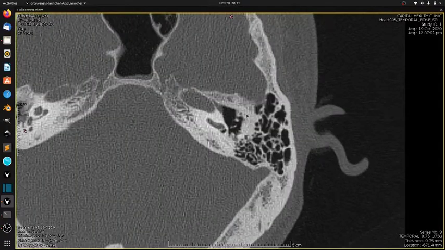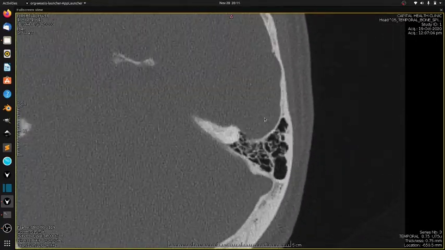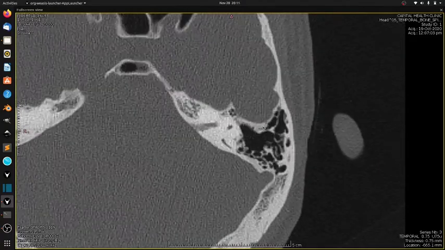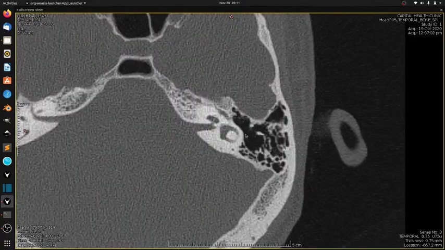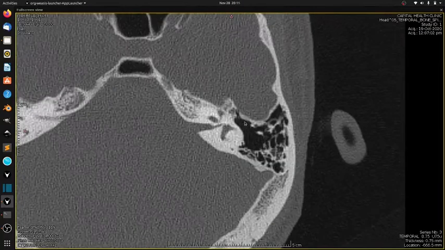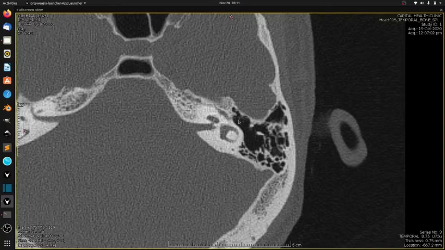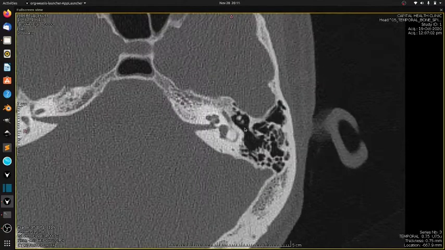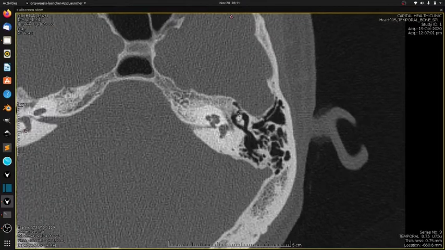Now let us move on to the middle ear, the most important structures that I will show you. When you come down you will see the epitympanum. The middle ear is divided into three parts, from superior to inferior: epitympanum, mesotympanum and hypotympanum. The one that you are seeing above is the epitympanic part. Then you will see this small piece of bone inside the epitympanic cavity.